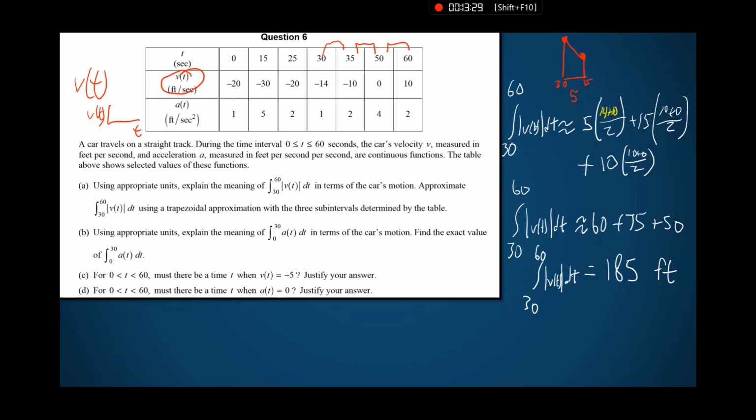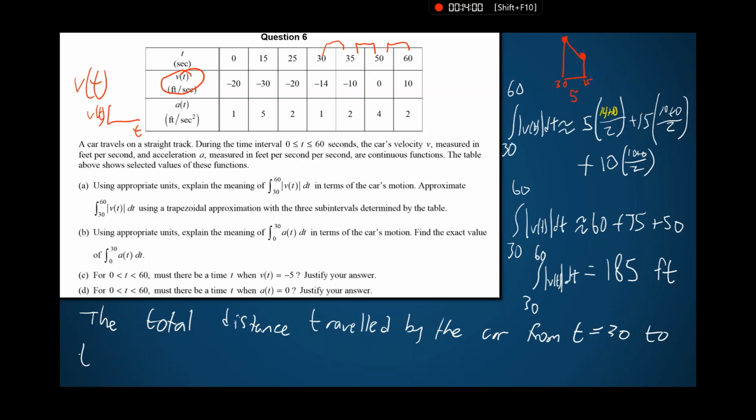Distance traveled. Total distance traveled. Okay, so if I wanted to explain the meaning in a sentence, I could say something like: the total distance traveled by the car from t equals 30 to t equals 60 is about 185 feet. Okay.